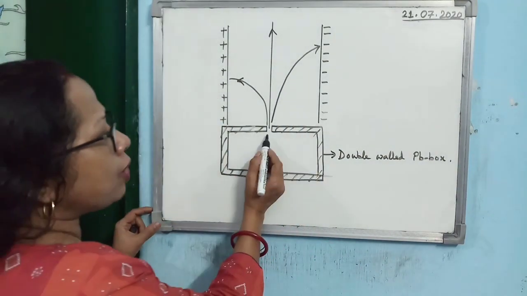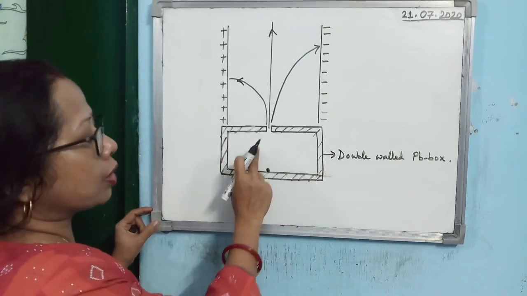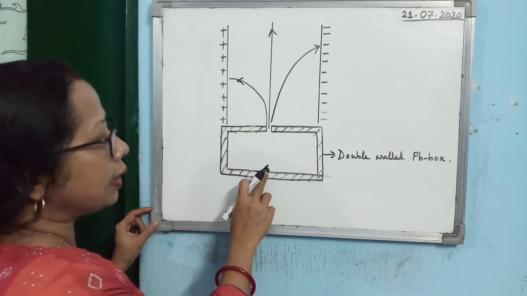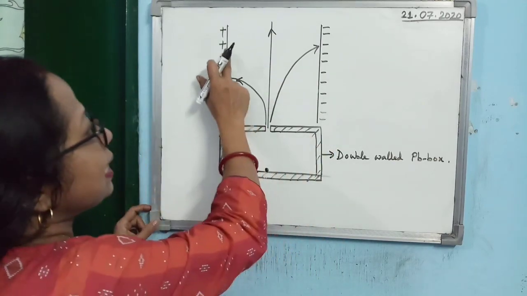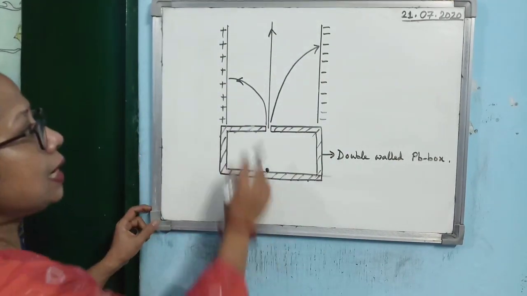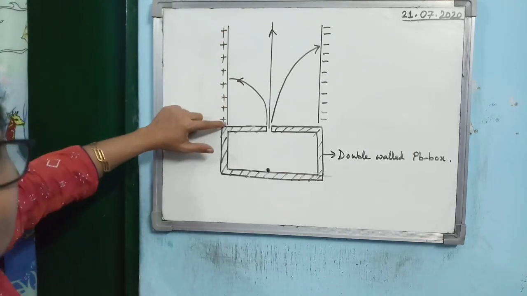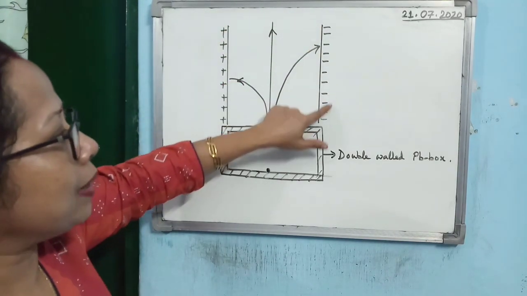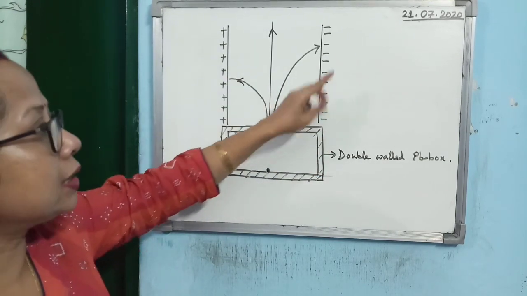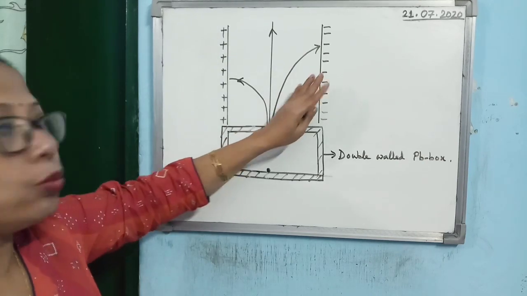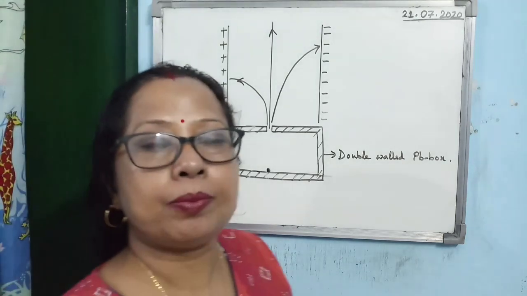Now there is a fine hole inside the double-walled lead box, and just below that hole the radioactive substance is kept. Then outside, an electric field is applied. You see here how the electric field is created. A positively charged metal plate and a negatively charged metal plate, having the same amount of charge but opposite charge, are kept parallel to each other. Then within these plates, a uniform electric field will be created.